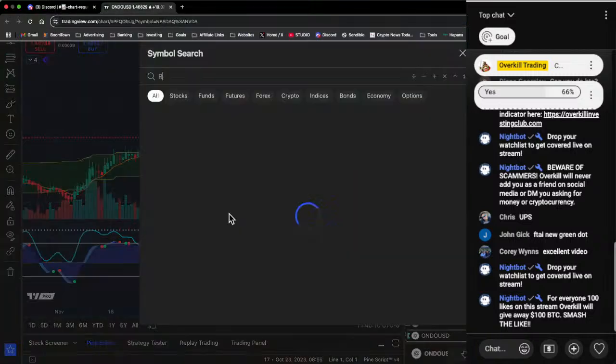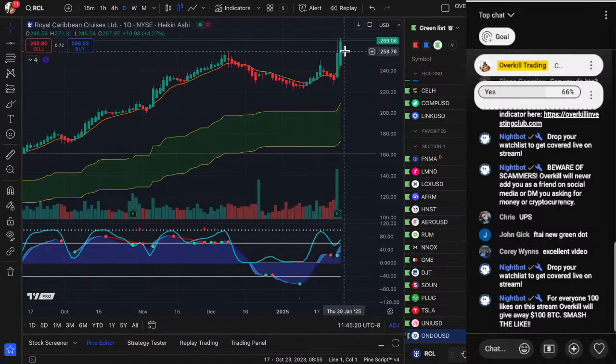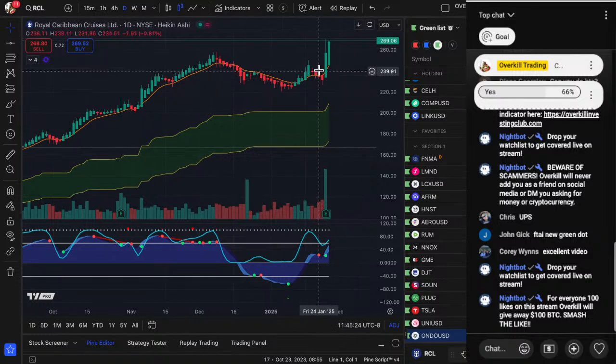We covered RCL, Royal Caribbean. I'm going to guess this one's on a rip too. I'd be taking profits here. Big earnings beat. Okay, big separation off the golden zone. I'd be cashing out some profits here up here at 270.